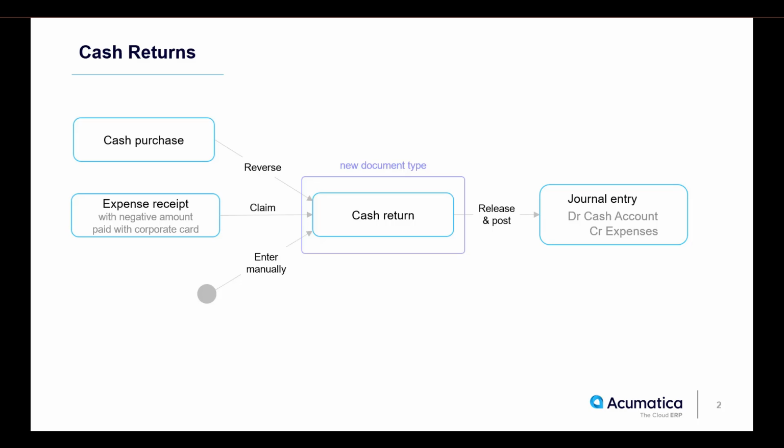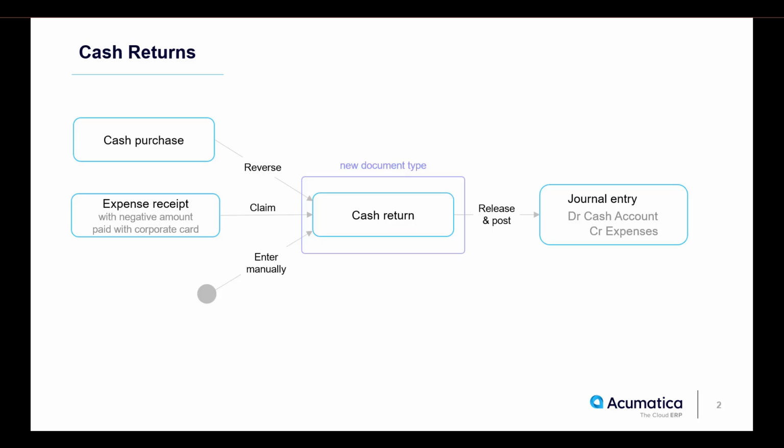In the latest version, this functionality has been enhanced. Now users can create a cash return document to register a full or partial refund for items paid immediately. On the cash purchases form, a new cash return can be created from scratch or by using the return action applied to a cash purchase.